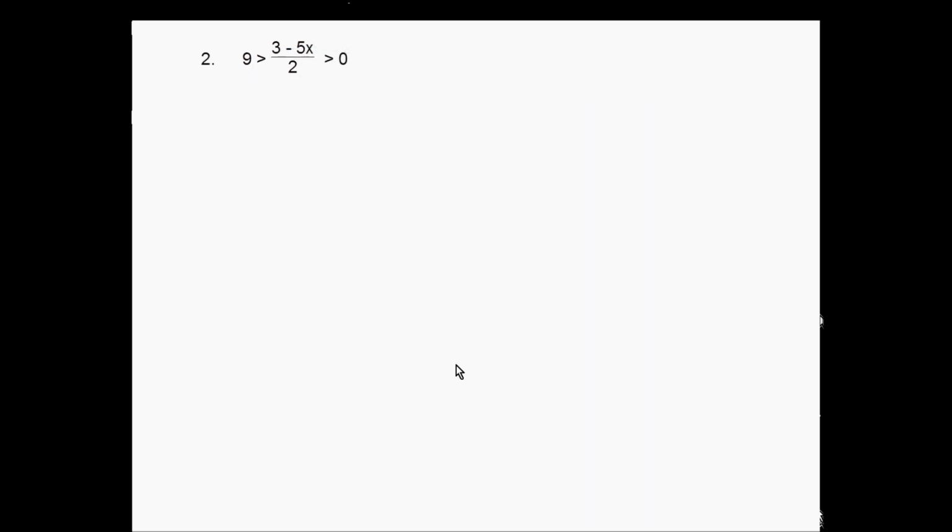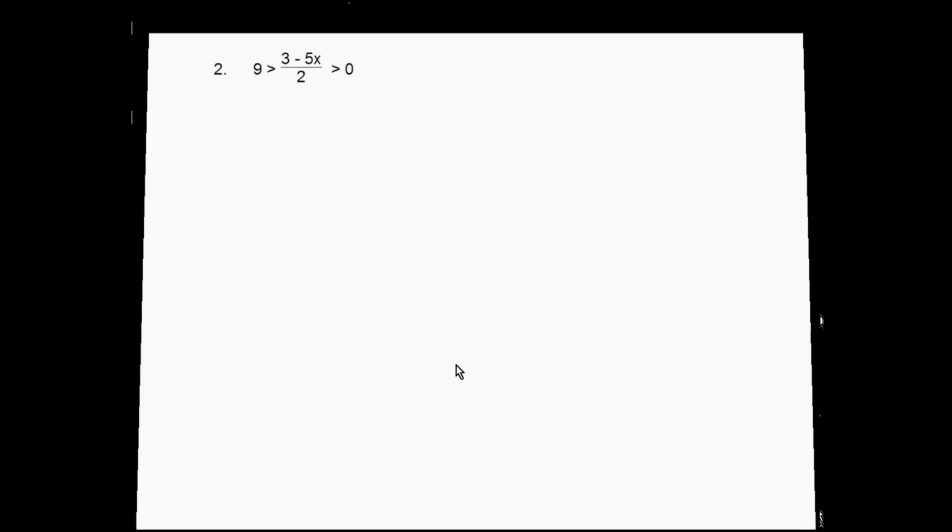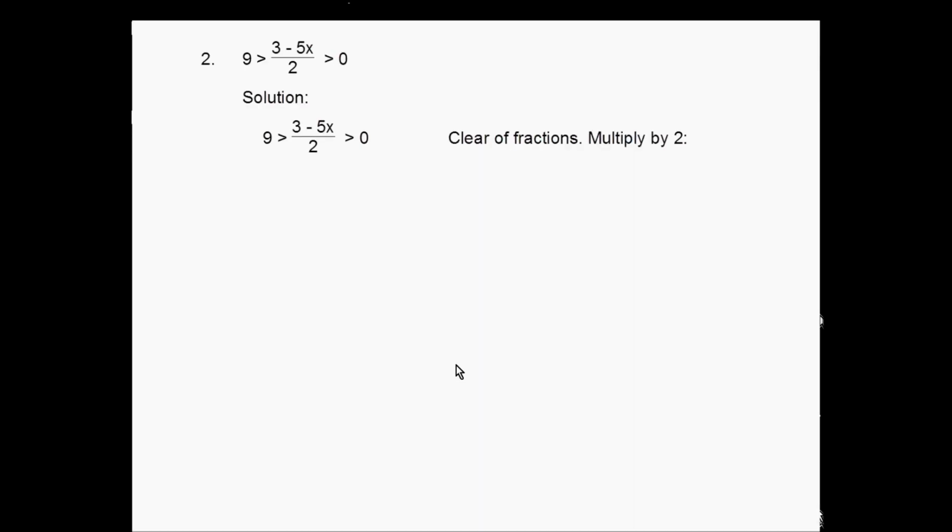Number 2, I have 9 is greater than (3 minus 5x)/2, which is greater than 0. Okay, I see a fraction, so I want to clear the fraction. I multiply everything by 2. So I'll have 18 is greater than 3 minus 5x, which is greater than 0.